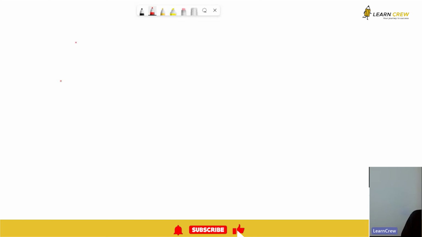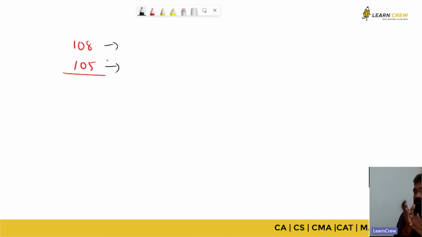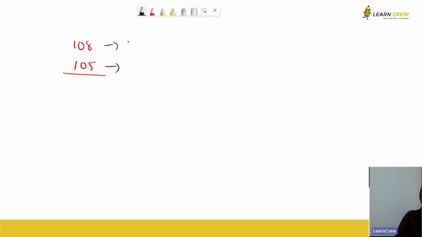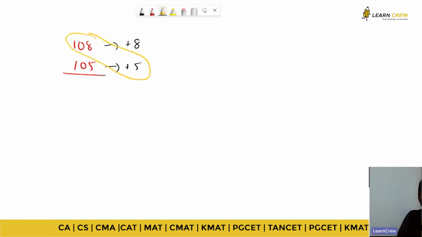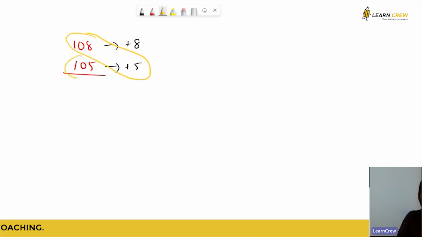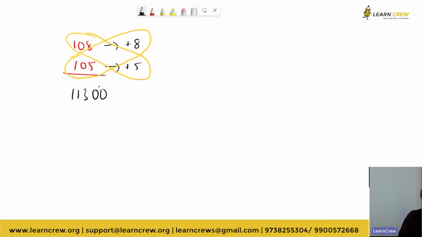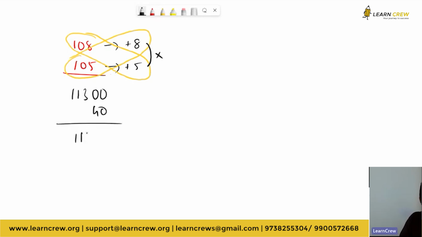Okay, so now if you need to multiply something like 108 into 105. On the other day also I had explained this to certain people in the class. 108 into 105. Answer: 8 plus 5. Here, how much is 108 more than 100? 8. How much is 105 more than 100? 5. If you add these two, what do you get? 113. So now write 113, add 2 zeros to it. 8 into 5 becomes 40. So the answer is 11340.